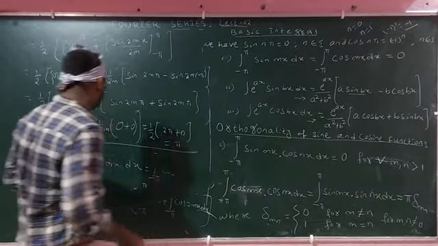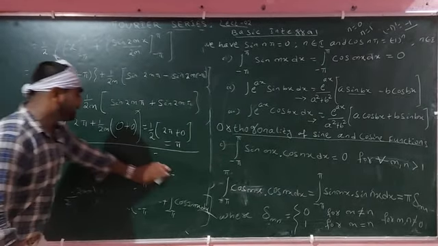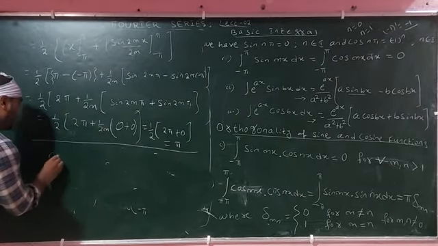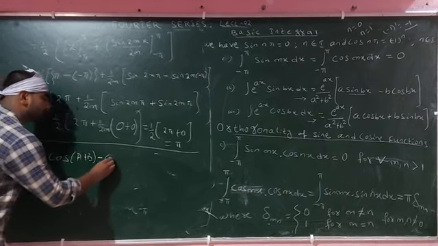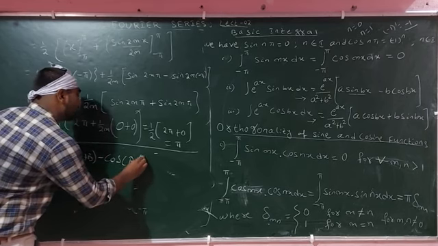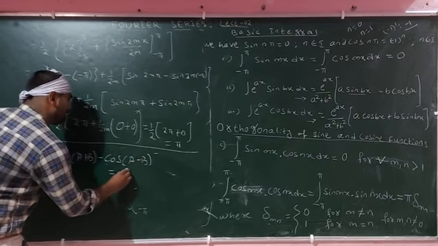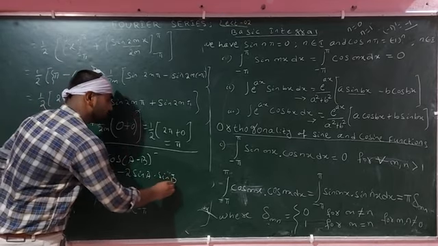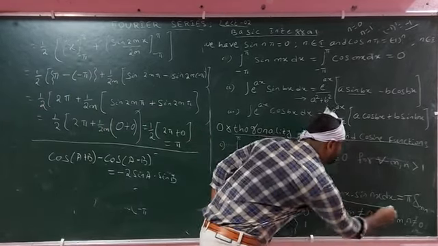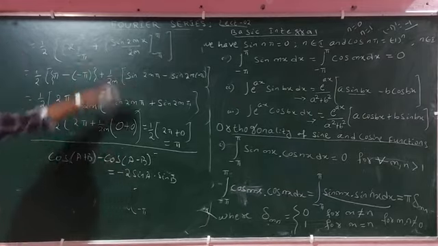In a similar pattern, you can also prove that the integration of sin mx into sin nx equals pi delta mn by applying the trigonometric identity cos(a plus b) minus cos(a minus b) equals minus 2 sin a into sin b. This part you can check.